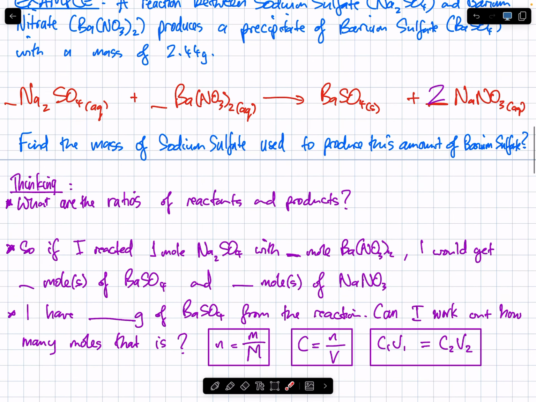So let's apply that. Can you tell me what are the ratios of reactants and products? How many lots of this do I need? What's the number in front of it? 1. So the ratio is 1. 1, 2. How many lots of this do I need? 1. 2. How many lots of that do I get? How many lots of the last one do I get? 2. So your ratio is 1 to 1.